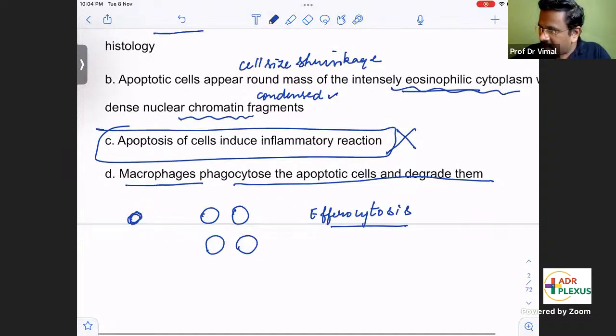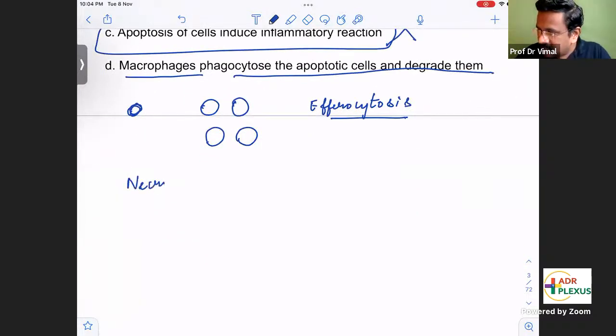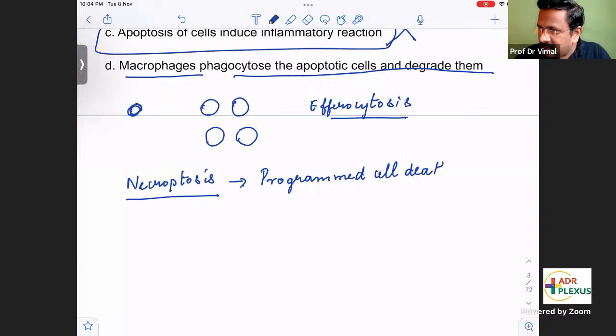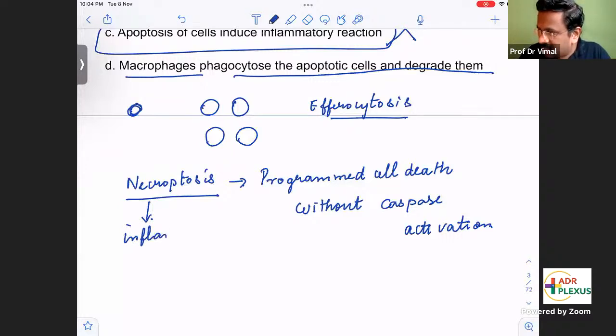In this context, a quick review of necroptosis. Necroptosis is nothing but necrosis plus apoptosis. So what will happen in necroptosis? There will be programmed cell death without caspase activation. In necroptosis, there will not be caspase activation. Another important MCQ you have to know is that inflammation will be present in necroptosis.